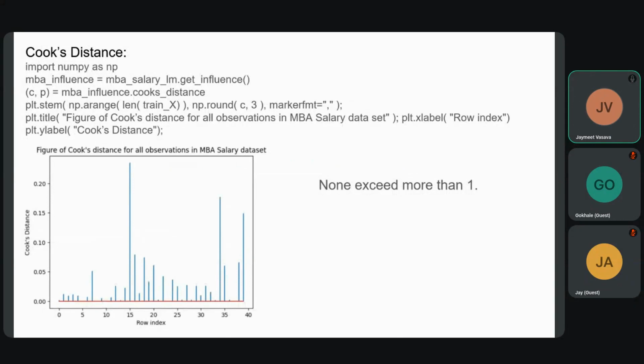Then the Cook's distance. You can see the code. And you can see the largest Cook's distance is given by the row index 15. But none of them are exceeding 1.